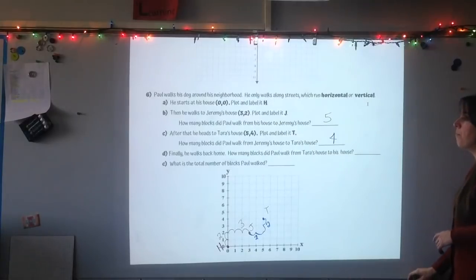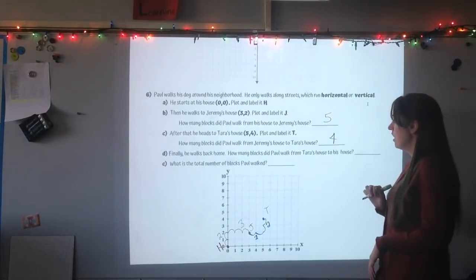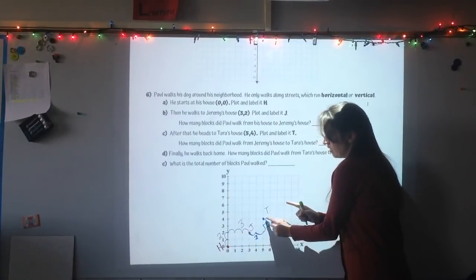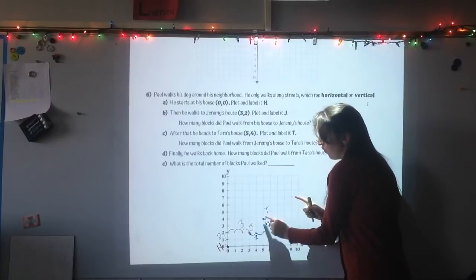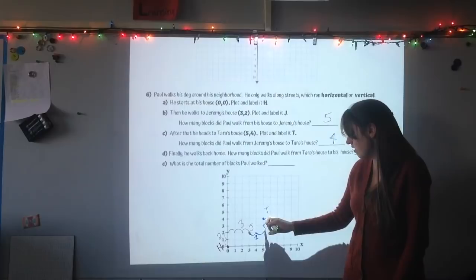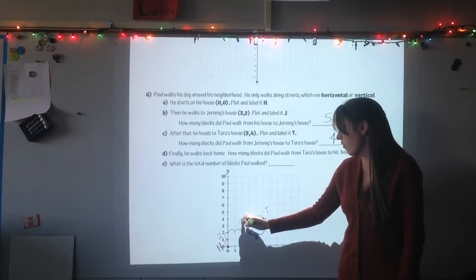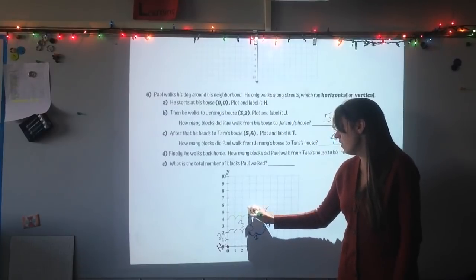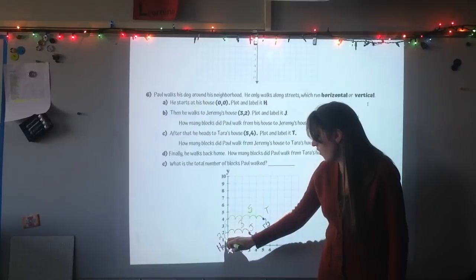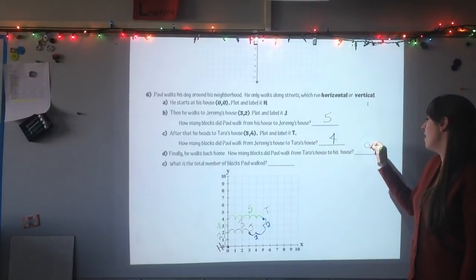Finally, he walks back home. How many blocks did Paul walk from Tara's house to his house? So we're starting here, we need to get back home. So we can go down and then over, or we can go over and then down, it does not matter. So let's start by going over first. We've got 1, 2, 3, 4, 5 to the left, and then we also need to go 1, 2, 3, 4 down, which gives you a total distance there of 9.